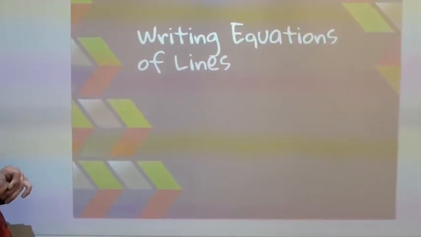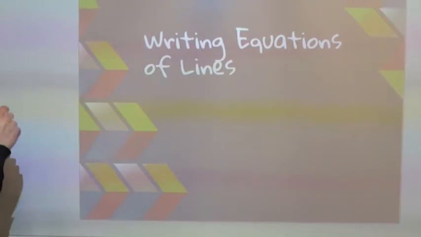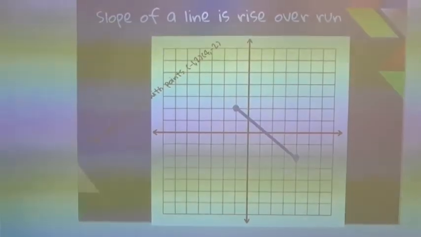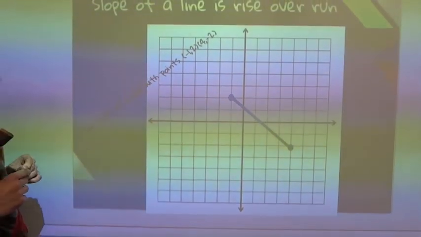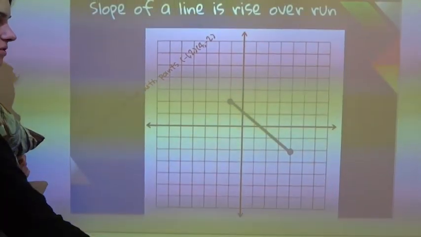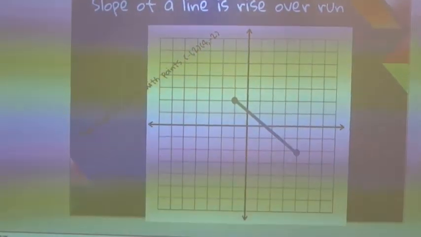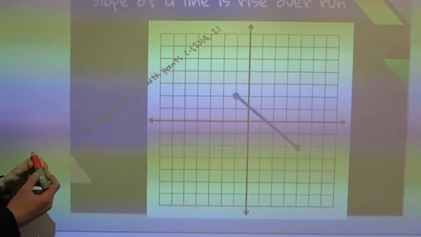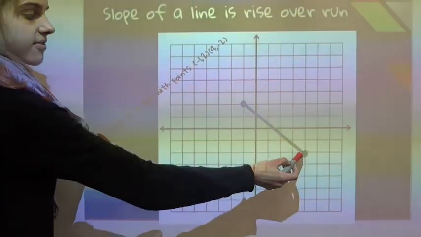Okay, our topic is writing equations of a line. The first thing we're going to do is talk about how to find the slope of a line. There are two ways, and the first way is really simple. You can just count the rise over the run.